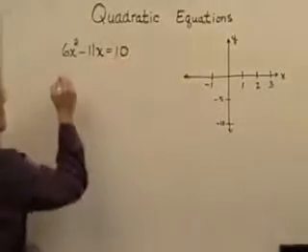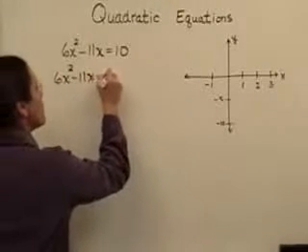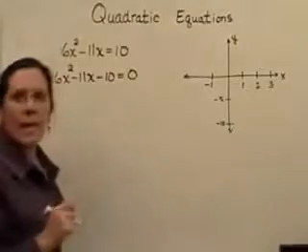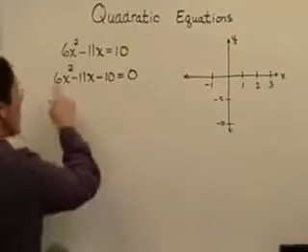Let's put this in standard form. So 6x squared minus 11x minus 10 equals 0. And let's factor this trinomial. Remember, this is one of the harder trinomials to factor. This has got a 6 in front.